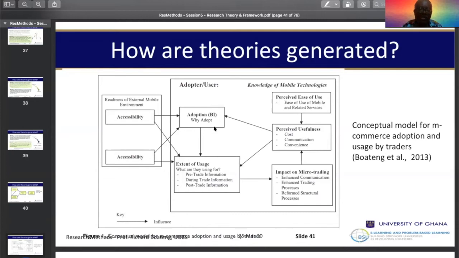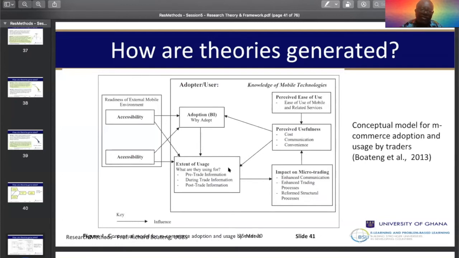Then I also said that when somebody adopts and begins to use it, he can use it for pre-trade, during trade, and post-trade. That kind of usage can lead to impact. The impact will be that it enhances communication, enhances trading processes, and reforms structure processes. It can go back and re-emphasize the perceived usefulness. So the more you use it and get favorable results, the more your perceived usefulness of that particular technology increases.